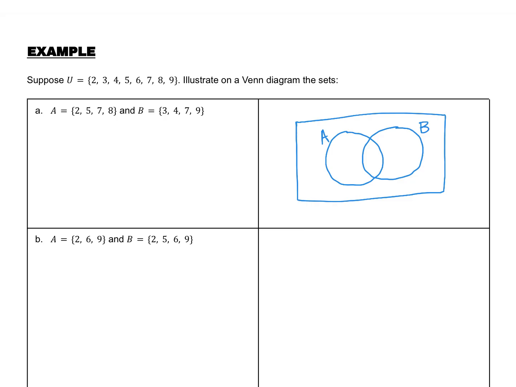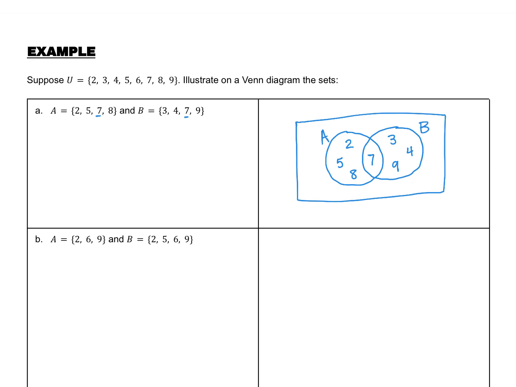So set A has 2, 5, 7, and 8. Set B has 3, 4, 7, and 9. So I'm going to start off with what they have in common. They both have 7 in common. So I put 7 in the middle. And then set A has the numbers 2, 5, and 8 in it. And then set B has 3, 4, and 9 in it.